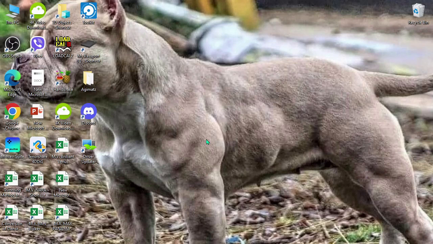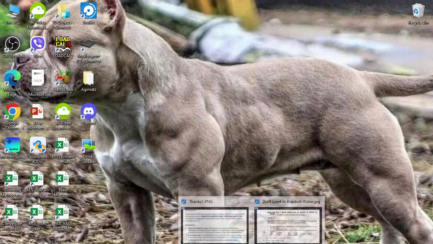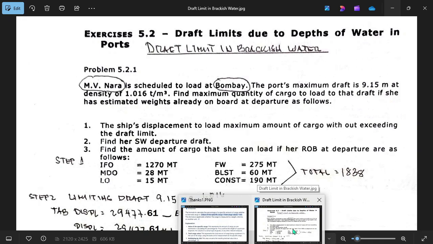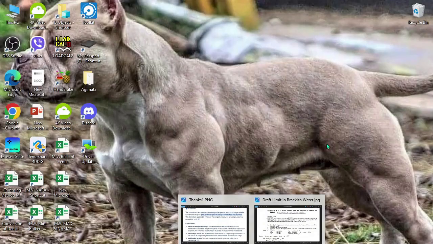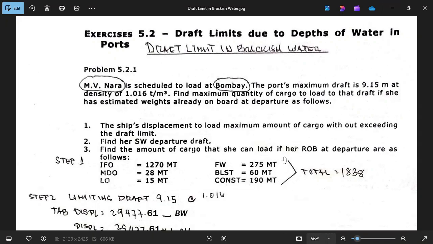This is a continuation of my previous video about draft limit in brackish water. So let's start, guys. This is exercise 5.2, draft limit due to depth of water in ports. Meaning your draft is limited in your loading port.